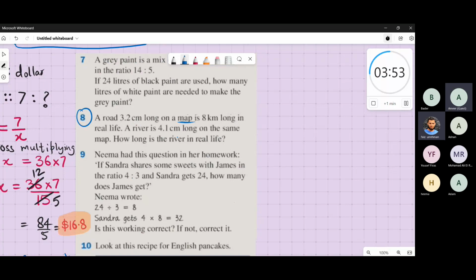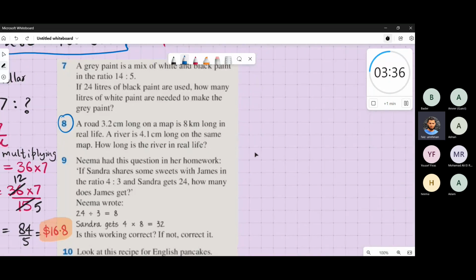A road 3.2 centimeters long on a map. What? I said, what is happening here? 3.2 centimeter road. Even my finger is larger than 3.2 centimeters. Yes, Sir. A road 3.2 centimeter long on a map is 8 kilometer long in real life.